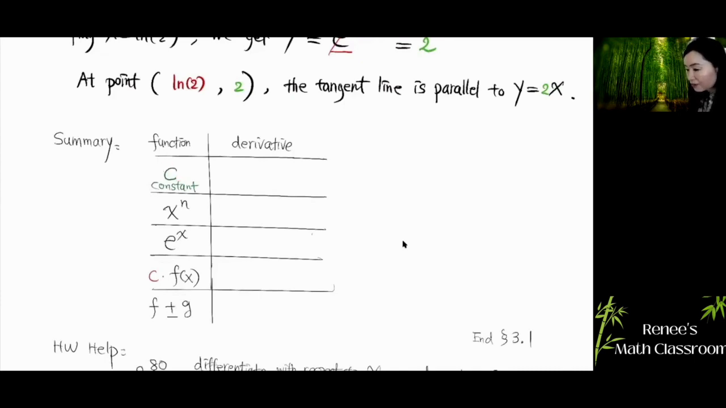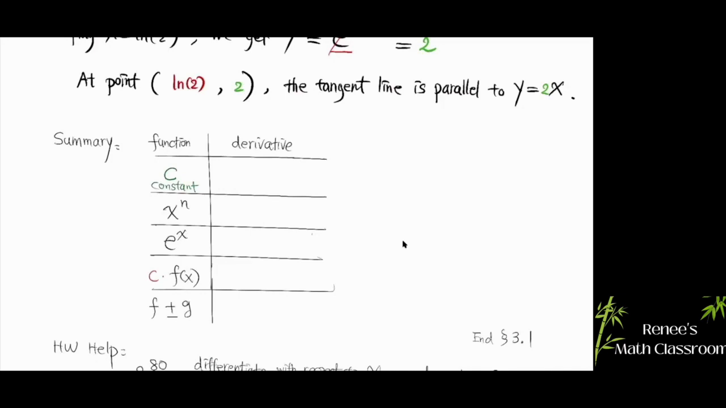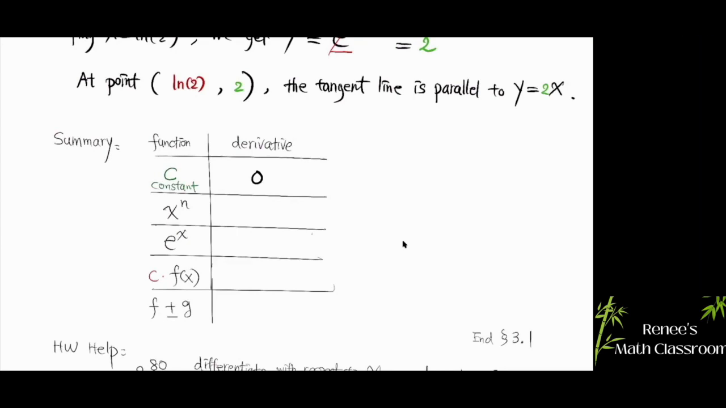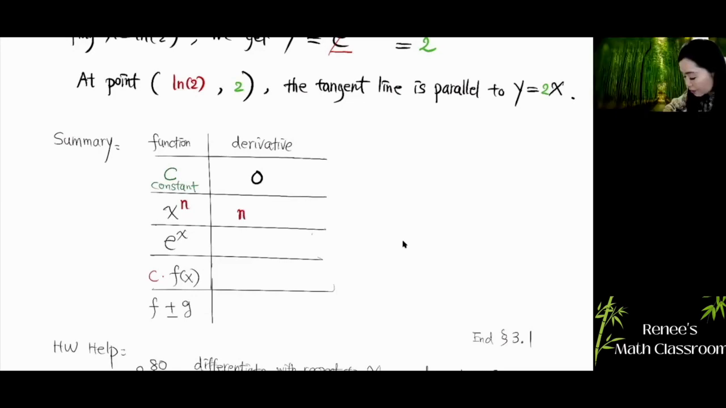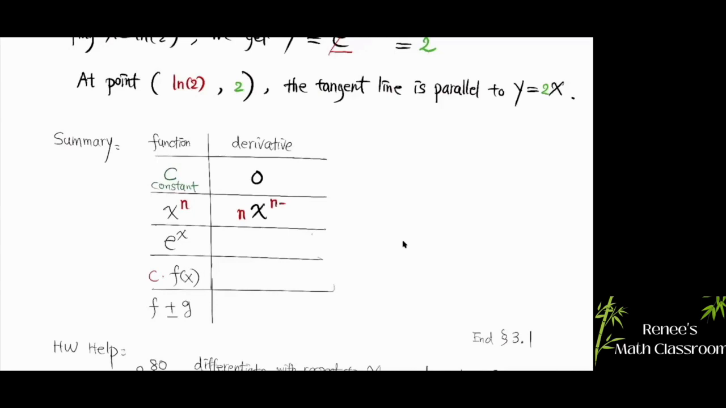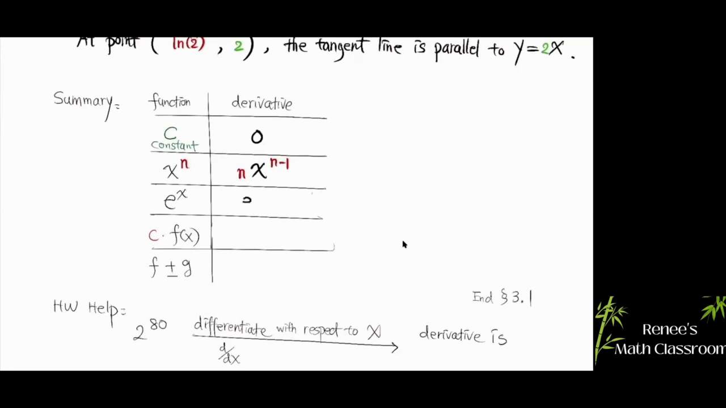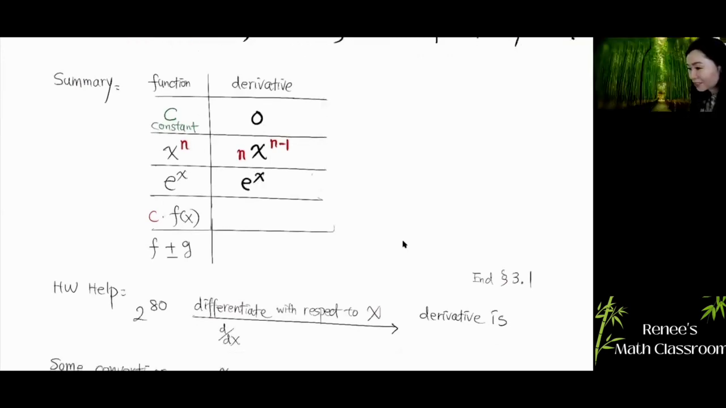So the derivative of a constant is what? Everyone? 0. It's going to be 0. Okay, good. The derivative of x to the n is n times x to the n minus 1, right? For e to the x, the derivative is e to the x itself. So we're not afraid to be differentiated, right?